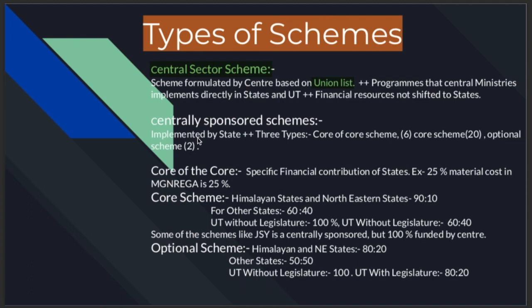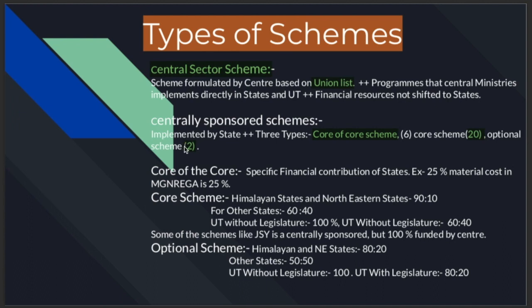After 2014, the NITI Aayog constituted a committee for the rationalization of schemes, and that committee recommended that we squeeze the 66 centrally sponsored schemes into three categories: core of the core schemes, numbering 6; core schemes, numbering 20; and optional schemes, numbering 2. Now we have to look at the funding pattern between the center and the state with respect to the core of the core scheme.